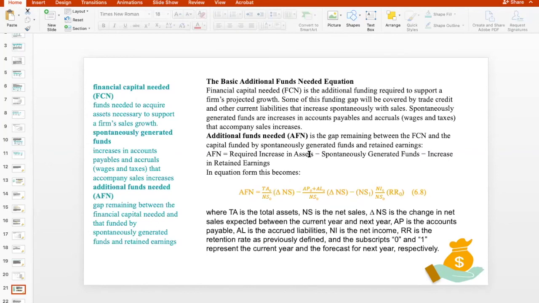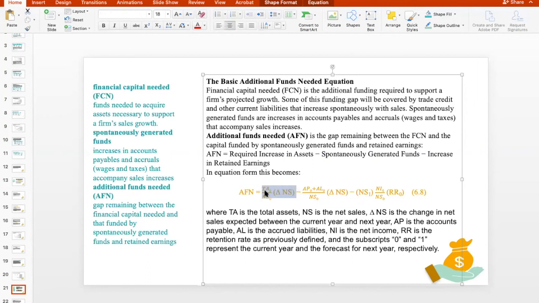So the first component is the increase in assets. It is equal to the initial assets of the firm before the increase, times delta NS, which is the variation of the net sales, divided by the initial or the current net sales, NS0. So delta NS divided by NS0 represents the increase in sales for the firm. So this is the first part.